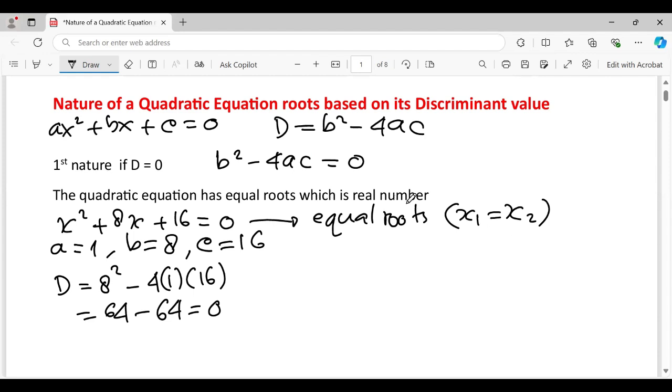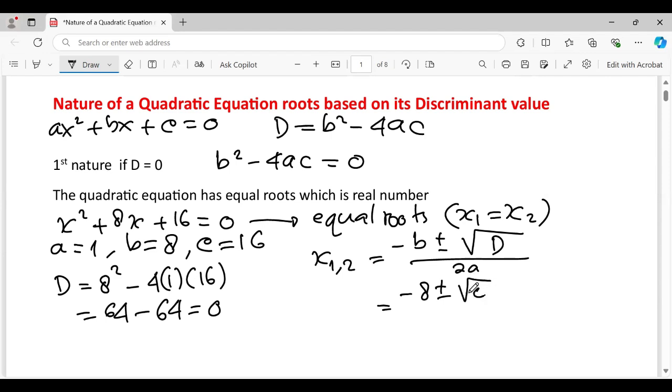and is a real number. Real number means x1 and x2 are real numbers. So we can determine x1 and x2 by minus b plus minus square root of d over 2a. And it is minus 8 plus minus square root 0 over 2 multiplied by 1. Minus 8 plus minus 0 over 2.